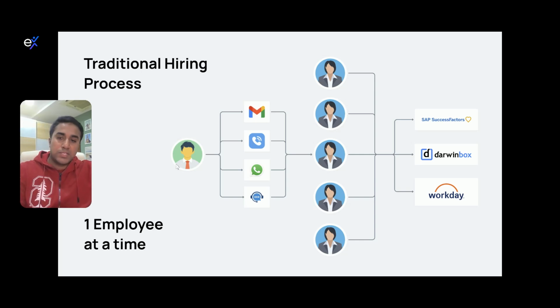If you take any traditional hiring process, the candidate has four channels of communication, let it be email, WhatsApp, direct call, or any IVR based call. Generally, the limitation is one recruiter can do one employee at a time. So they cannot multitask, they cannot call two employees at the same time. That is not possible at all. And at the end of the day, they basically use platforms like Darwin, SAP, or Workday to do the status updates.